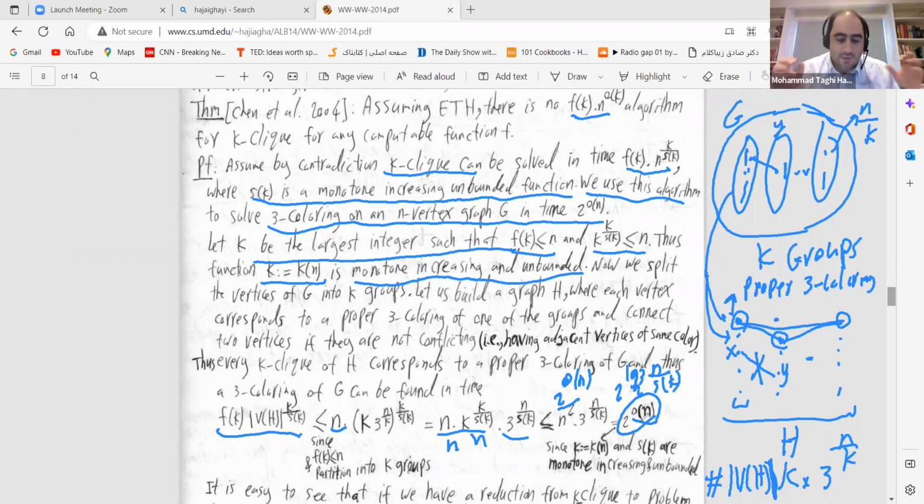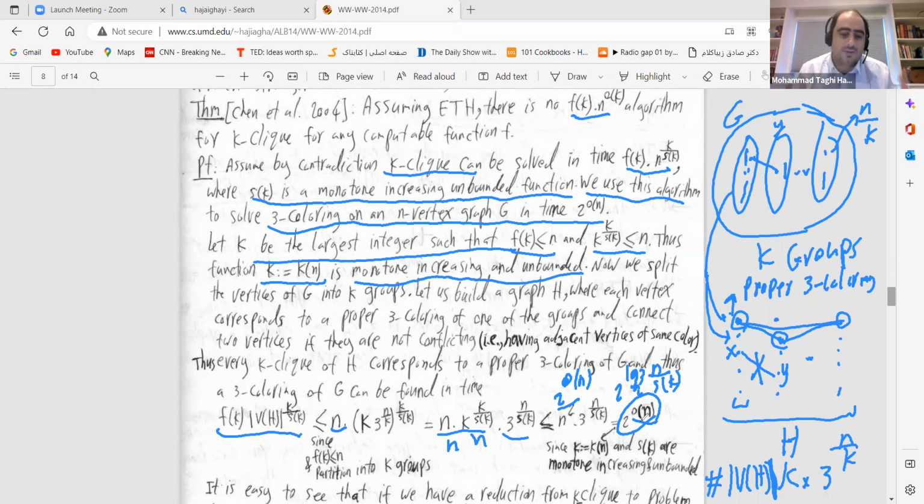What it says is that for K-clique, this problem is not fixed parameter tractable. You cannot get f of k times n to some constant c, but it is actually more than that. The only way that you can solve this problem is to just do n to the k. And n to the k is trivial. Just take all sets of size k and see whether any of them is a clique or not. So you cannot do any non-trivial things, assuming ETH.